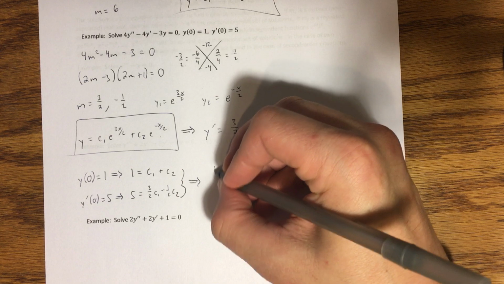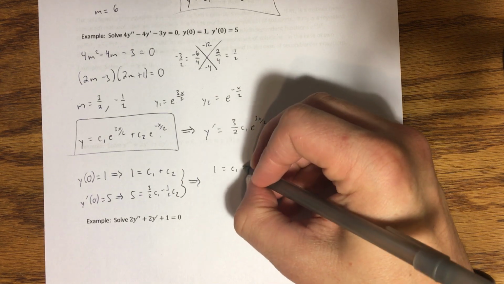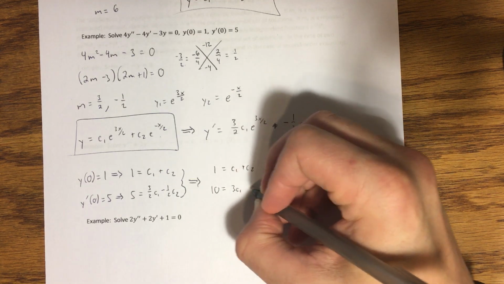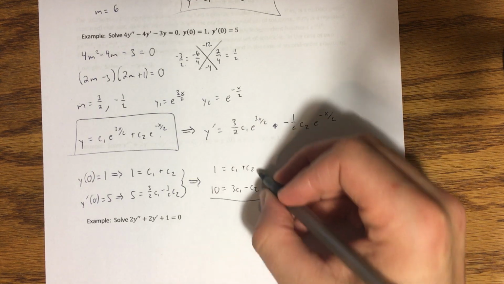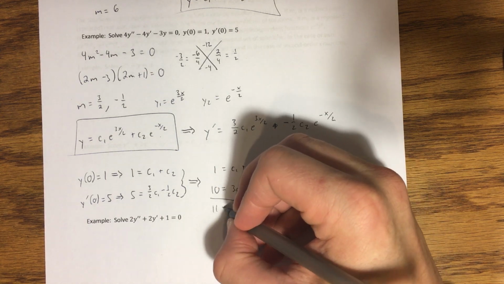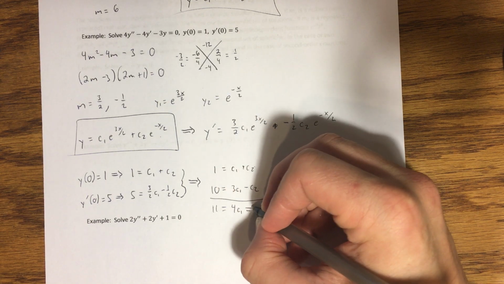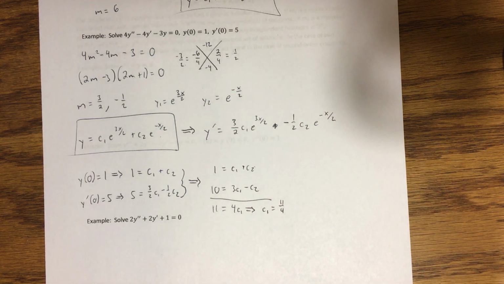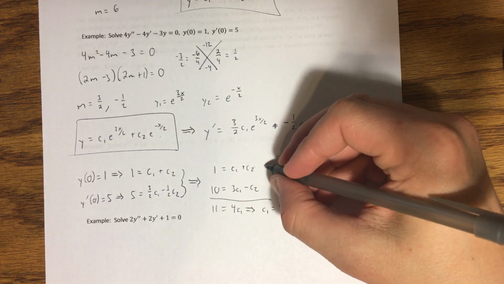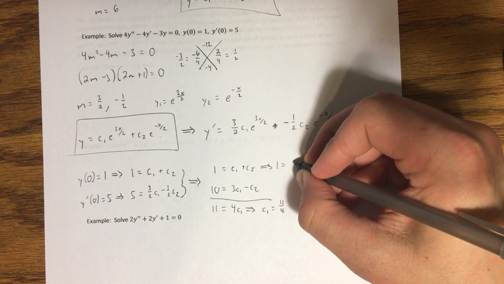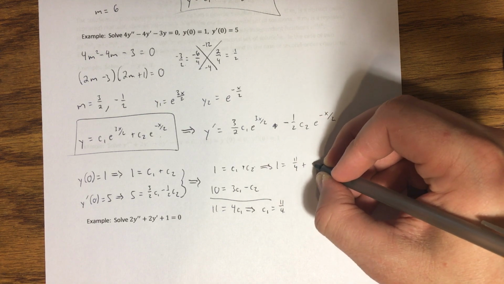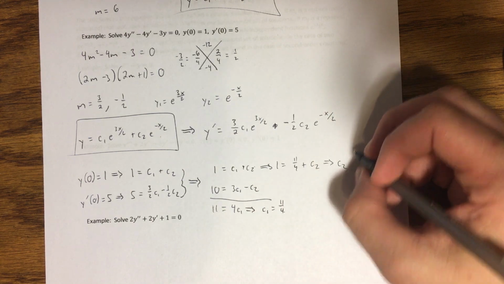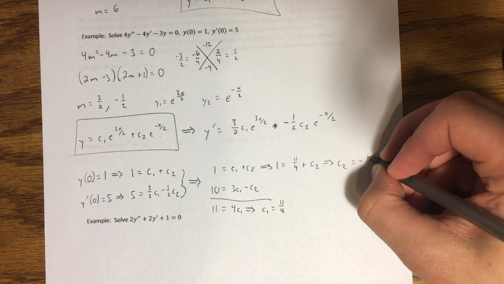Let's simplify this. 1 equals c1 plus c2. Multiply everything by 2 to clear those denominators. 10 is equal to 3c1 minus c2. These are ready to be eliminated, so I can add: 11 equals 4c1, which implies that c1 equals 11/4. Okay, let's plug this in up here. 1 is equal to 11/4 plus c2, which implies that c2 is equal to 1 minus 11/4. That would be negative 7/4.